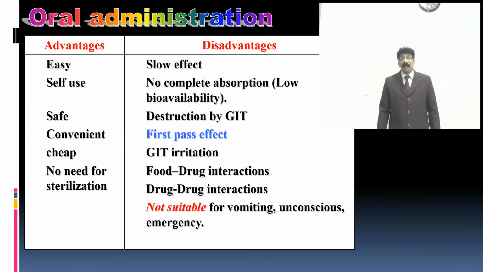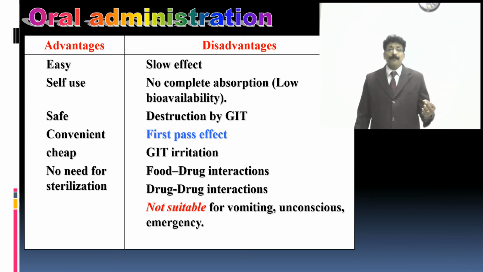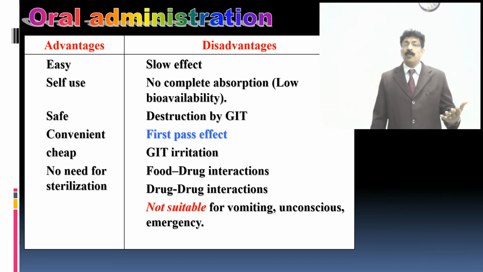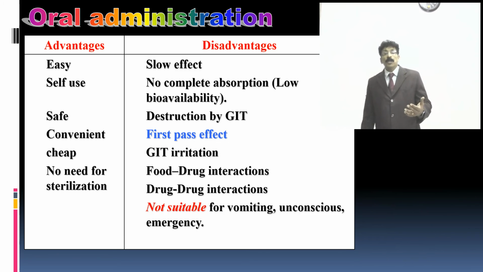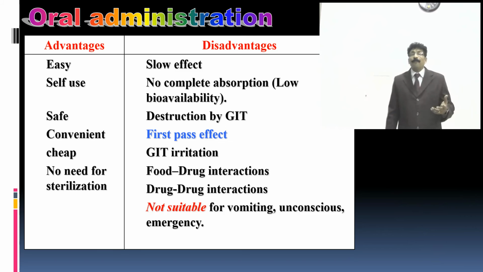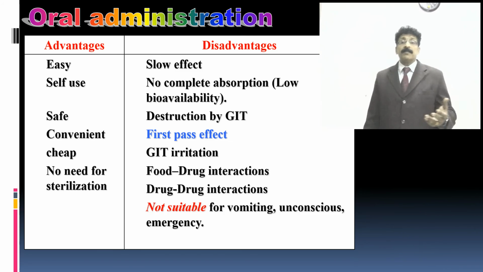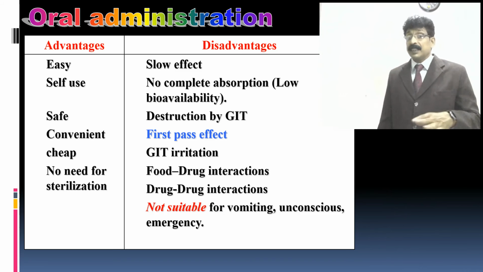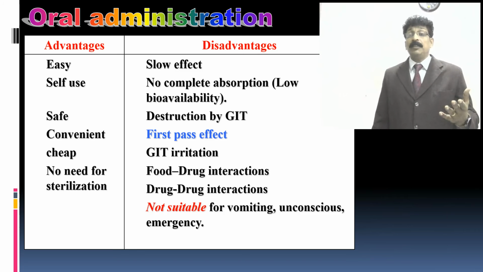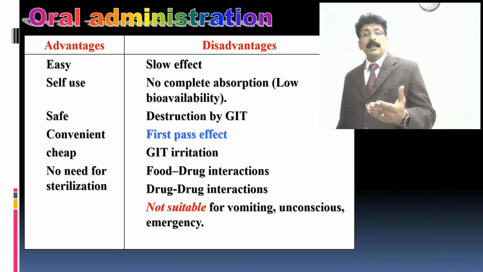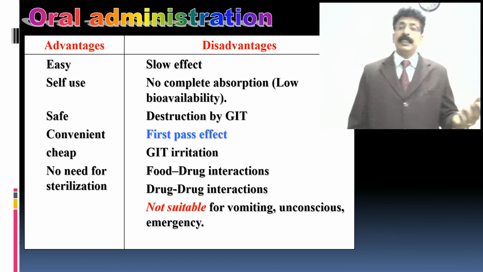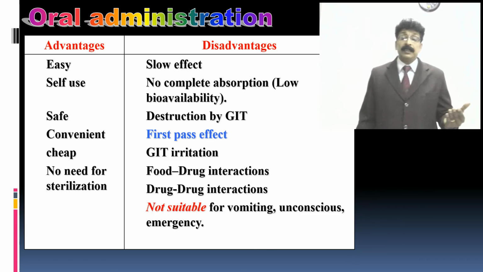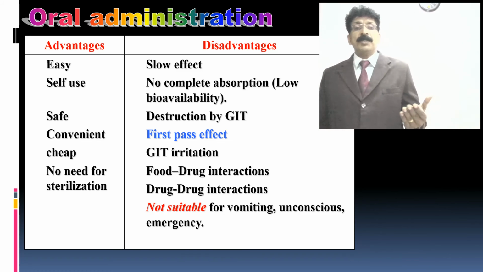Advantage: easy, self-use, safe, convenient, cheap, and no need for sterilization when you go for oral dosage forms. So what is the disadvantage? Low effect, no complete absorption, low bioavailability when you take a tablet, and destruction by GIT, because some will be absorbed, some will be excreted, and it is disturbed by the pH in the GIT. And first pass effect, it will enter into the liver, and some will be metabolized, and GI irritation may also take place with some drugs.